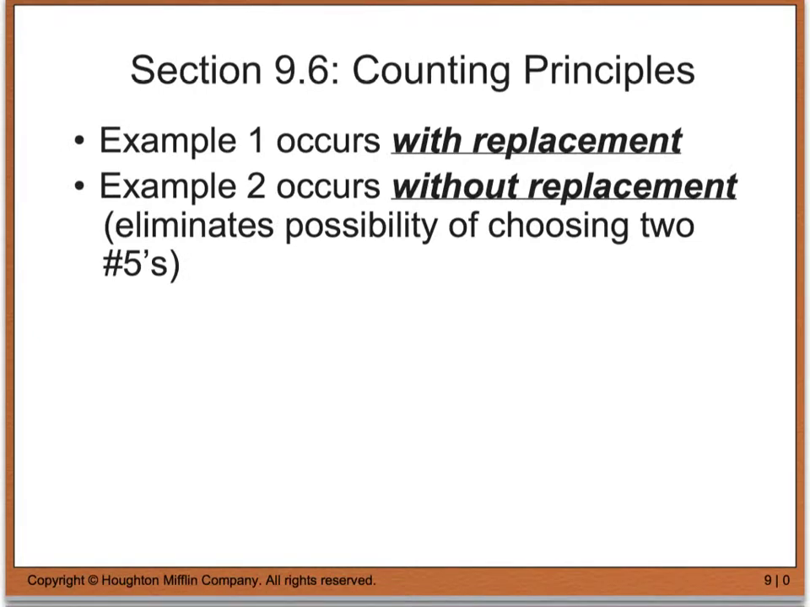Now if you go back and look at example 1, we say that example 1 occurs with what we call with replacement. The reason I know it was with replacement is because when I drew a number 3 for the first number, I was also able to draw a number 3 for the second draw. Now, example 2 was an example of a situation that occurs without replacement. In other words, I wasn't able to draw a number 5 on the first draw and then turn around and draw a 5 on the second draw, because that would have meant that I would have had to put that number 5 back into the computer-generated system.